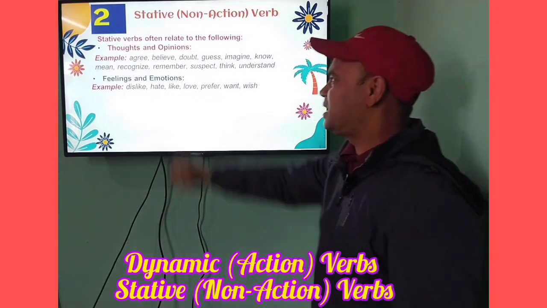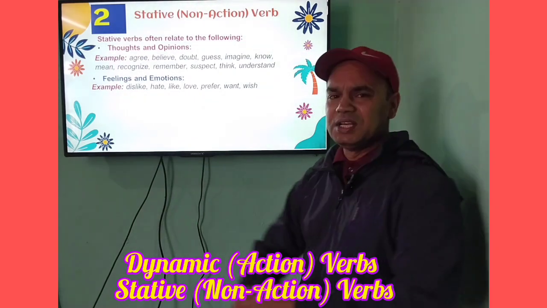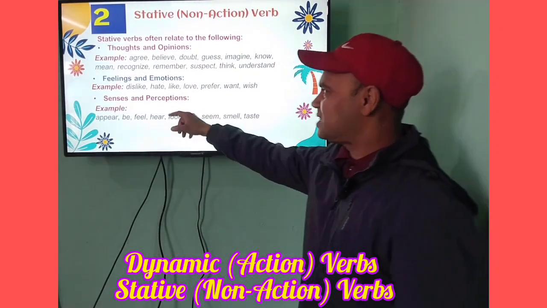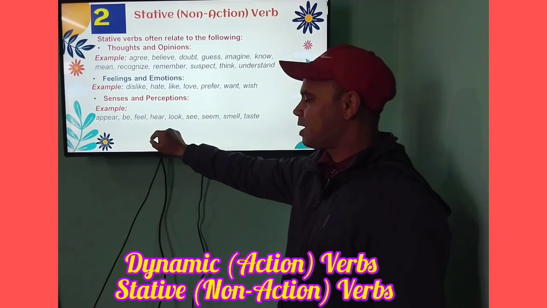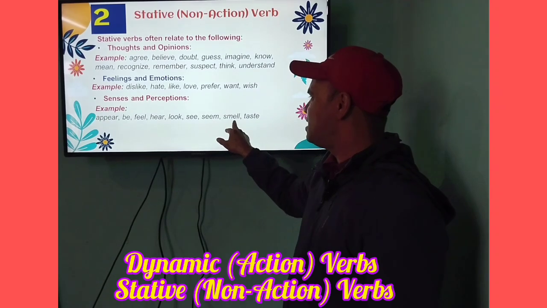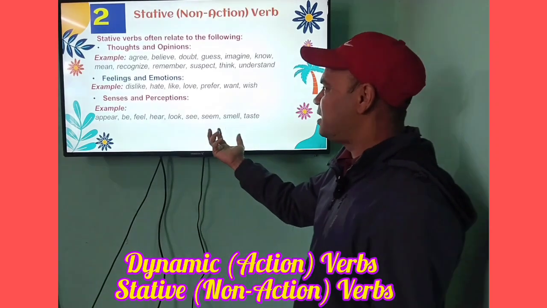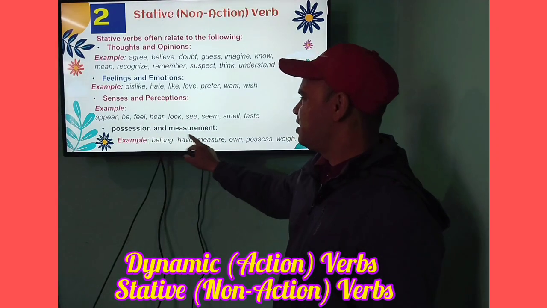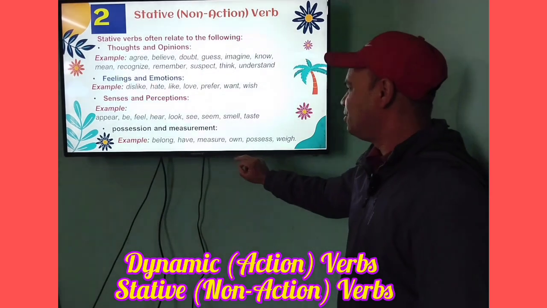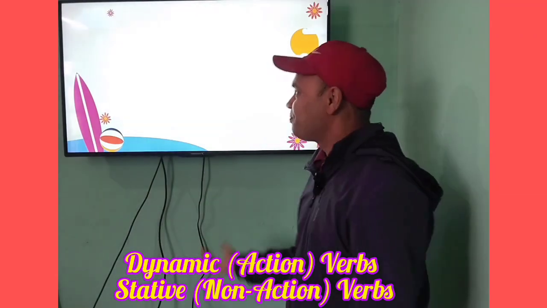Likewise, there are feelings and emotion. For example, dislike, hate, like, love, prefer, want, wish. So these verbs show a kind of feeling and emotion. Another is senses and perception. For example, appear, be, feel, hear, look, see, seem, smell, taste. So these verbs talk about a kind of sense or perception. And the last one is possession and measurement. For example, belong, have, measure, own, possess, weigh. These verbs show a kind of possession and measurement.